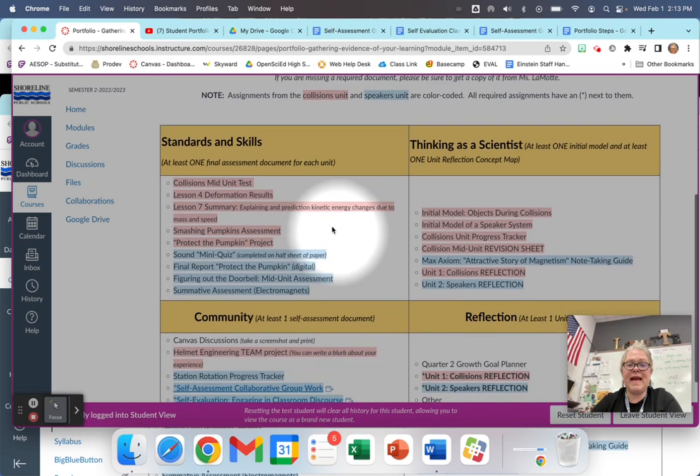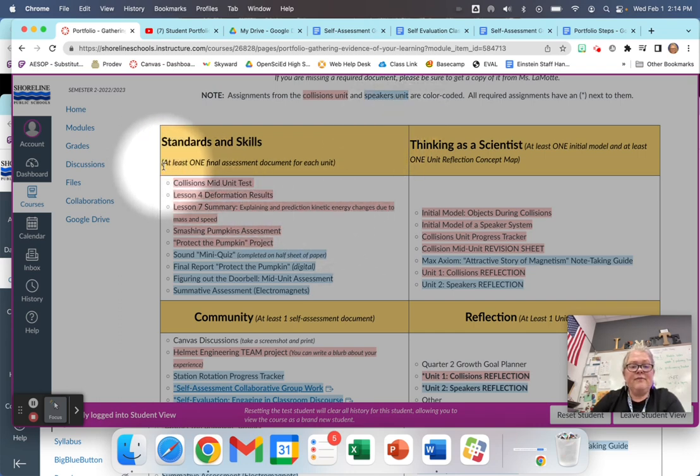Note that as you look down at the 4 areas, there are a few important things I want to point out. First, anything highlighted in pink was from our collisions unit. Anything highlighted in blue is from our speakers unit. Anything that isn't highlighted was from both.